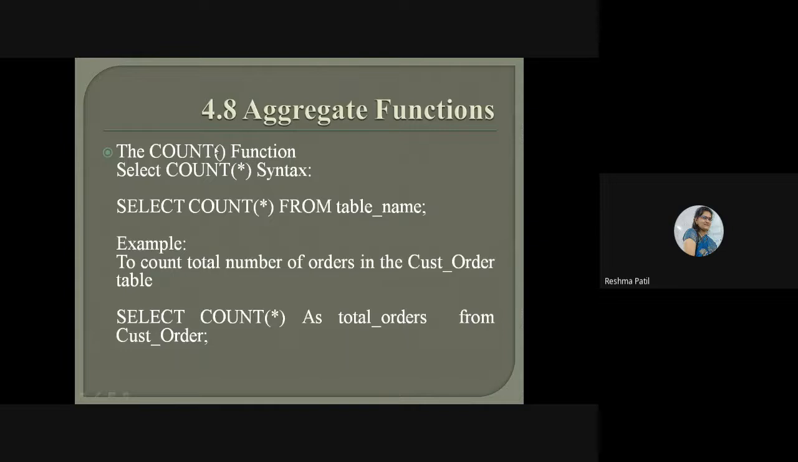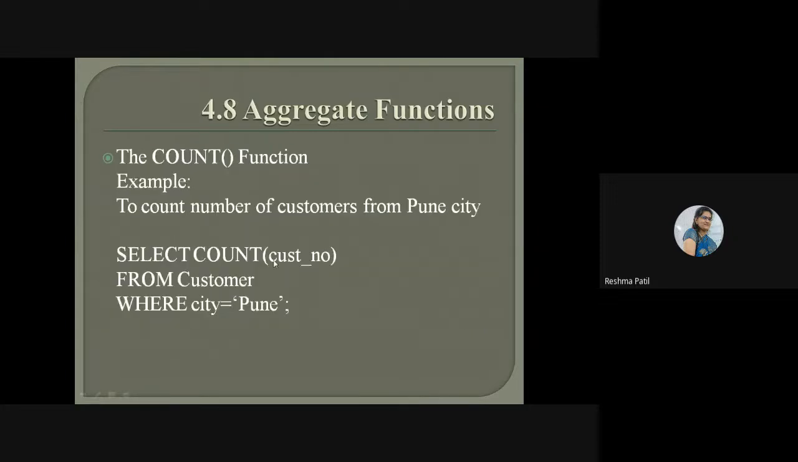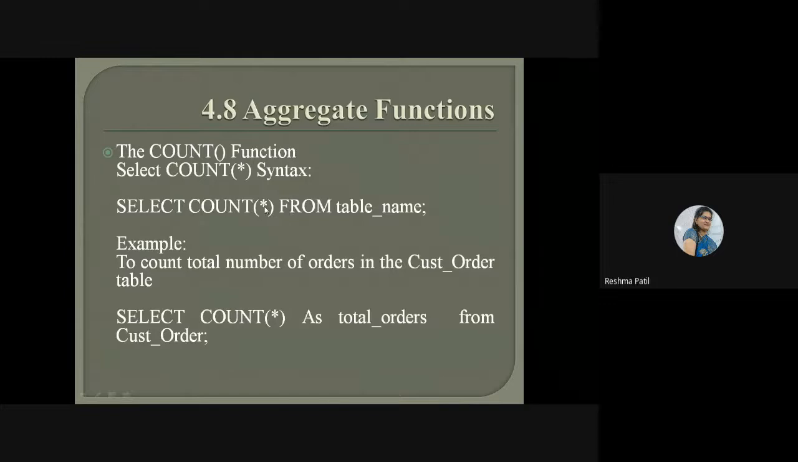One more, count star is there. Count star means all. It will apply for all columns. Here we have written a single column inside this count in bracket, customer number. But if it is count star, it will apply for all the columns. Select count star from table name. This is the syntax.